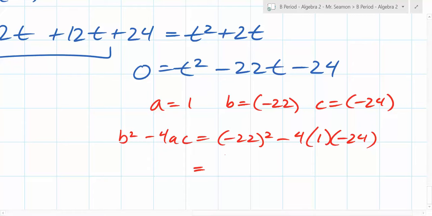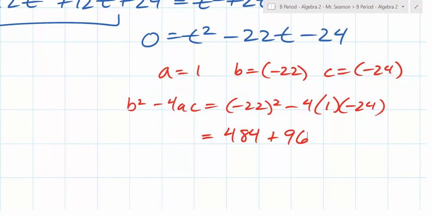484? Is that 484? 484. Yep. Plus 96. Is that right? Yeah. Can you check that for me? Plus 86 or 96? It's 96, right? So 580, I think it is. Is that correct?